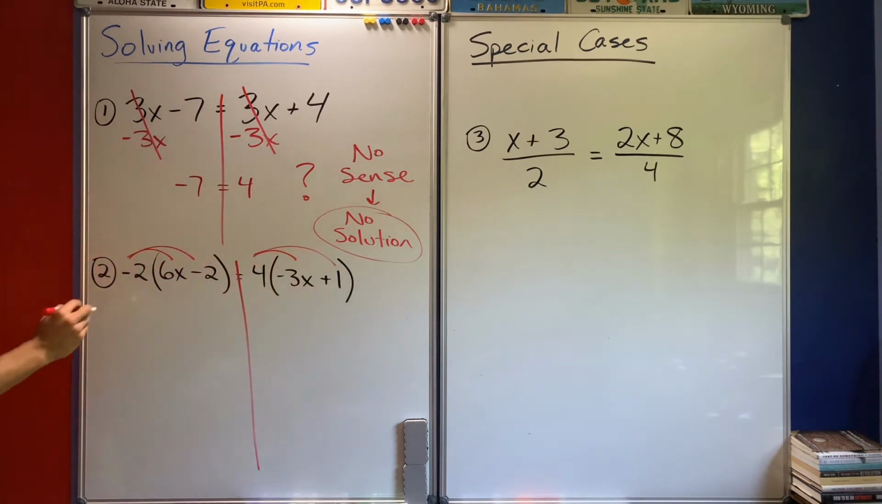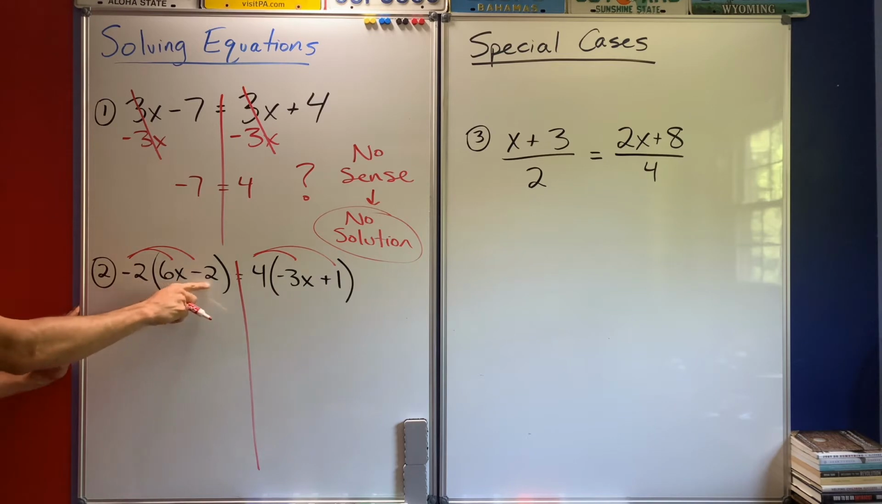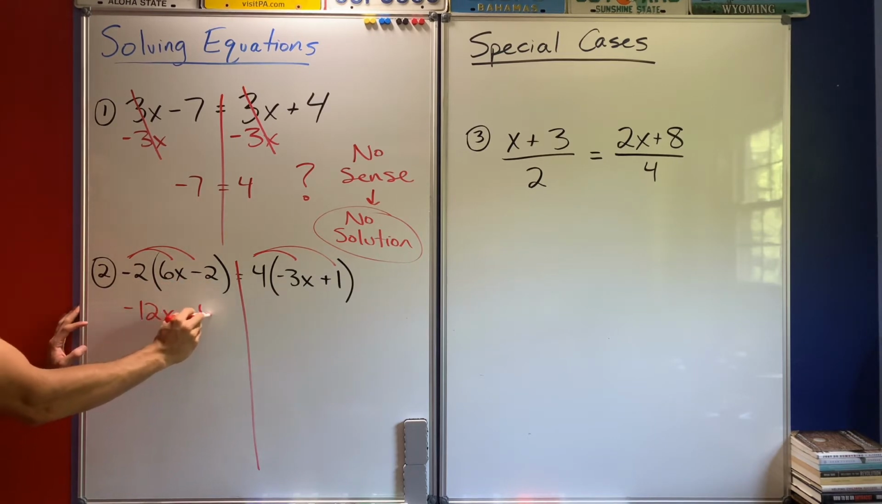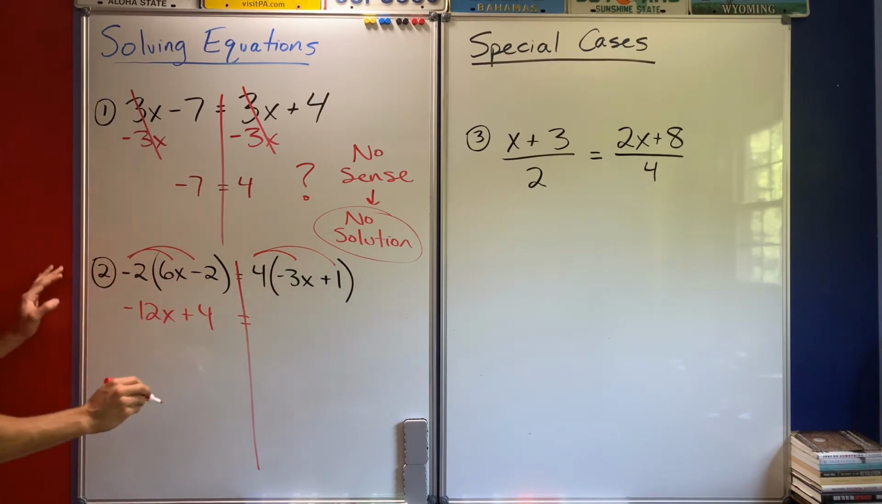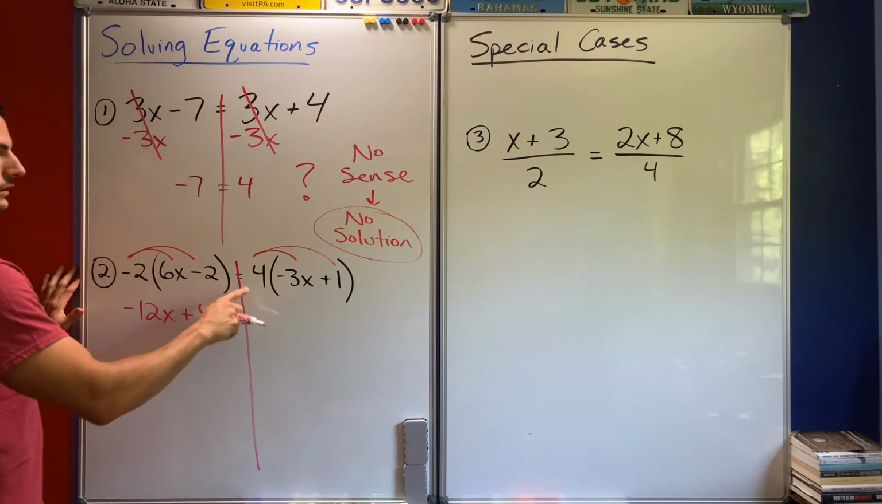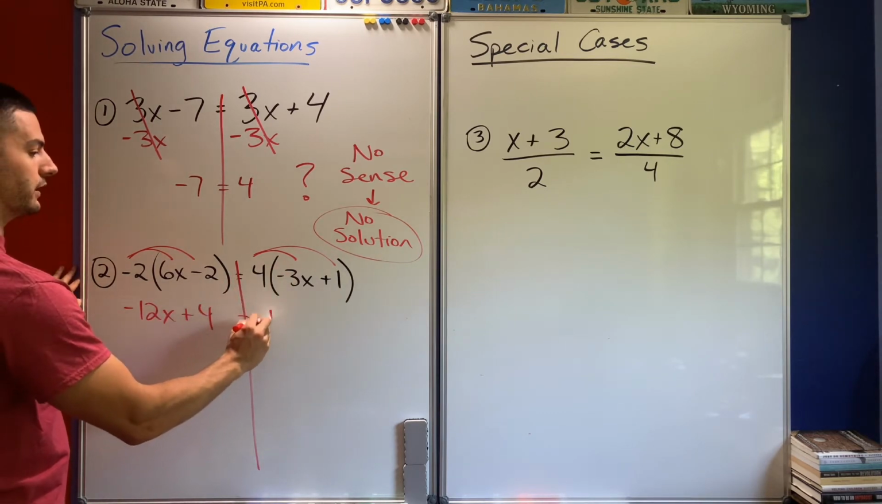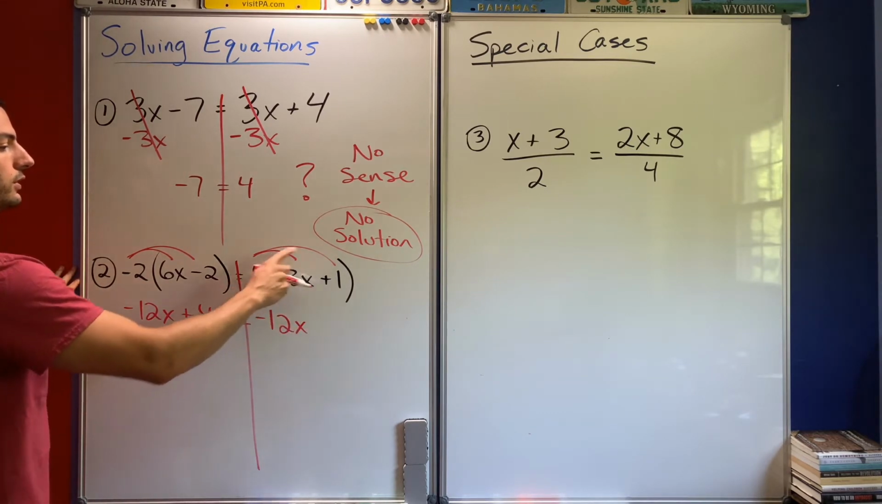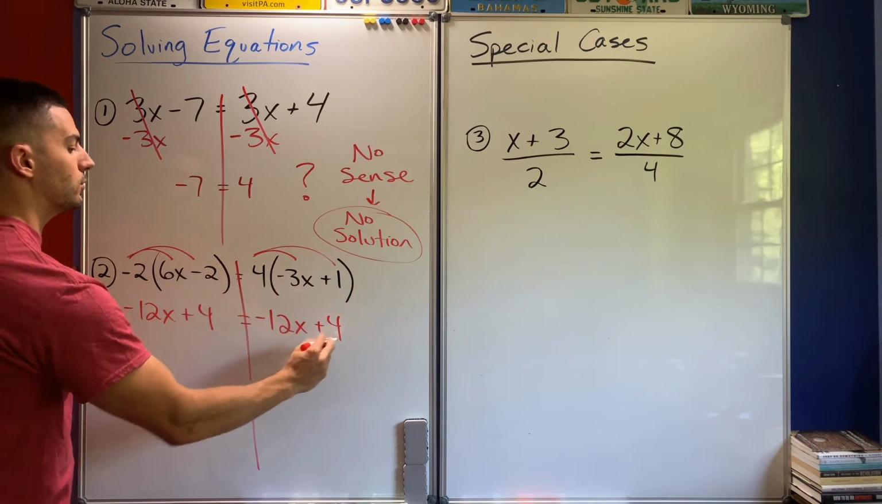Okay, so I do that. I get negative 2 times 6x, negative 12x. Negative 2 times negative 2 is positive 4. And then on the right, 4 times negative 3x is negative 12x. 4 times 1 is positive 4.